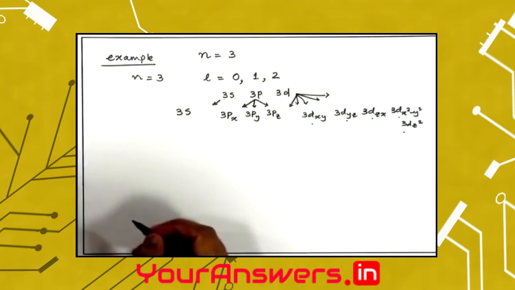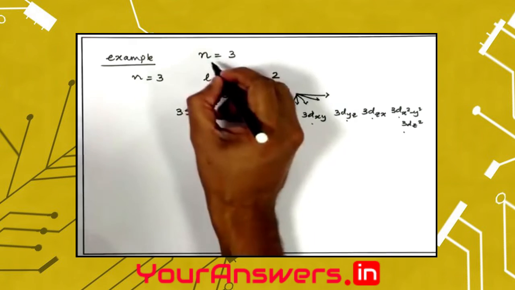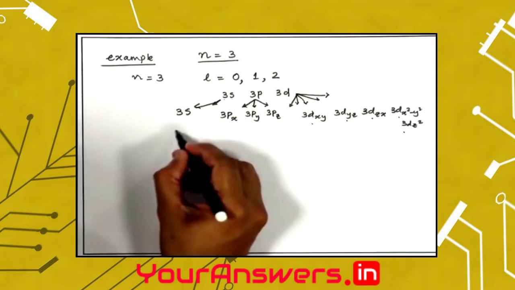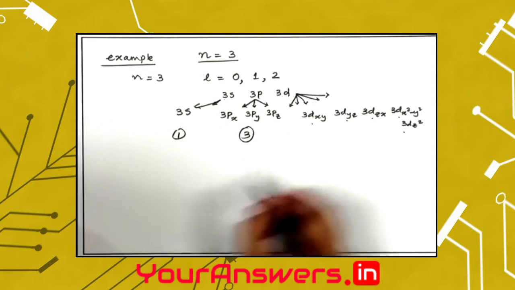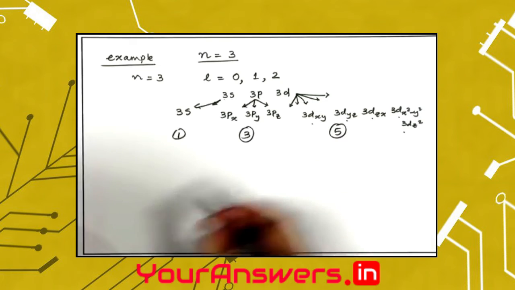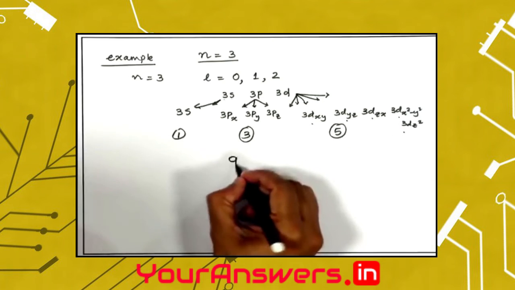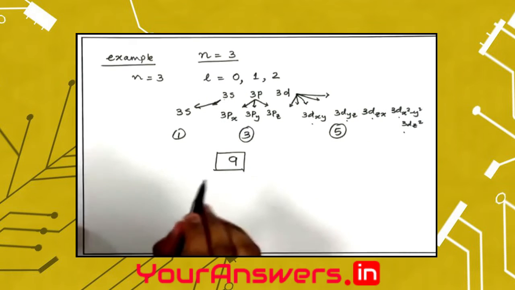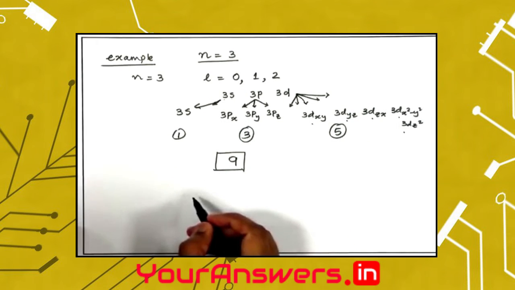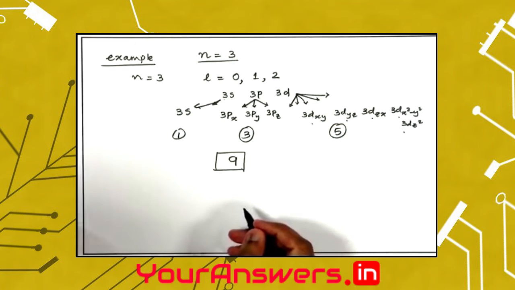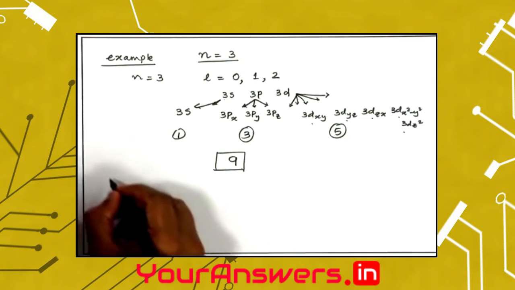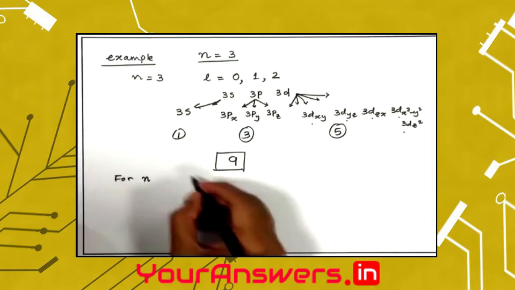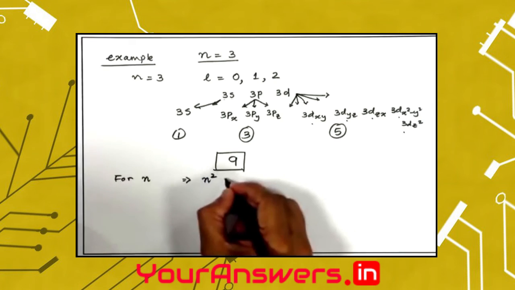So, if I count the number of orbitals corresponding to n equals 3, I would see from 3s I got 1, from 3p I got 3, from 3d I got 5 orbitals. In total 1 plus 3 plus 5 is 9. So, I saw that when n equals 3, there exist a total of 9 orbitals. So, we can have a general rule to say that for principal quantum number n, there are n square number of orbitals.